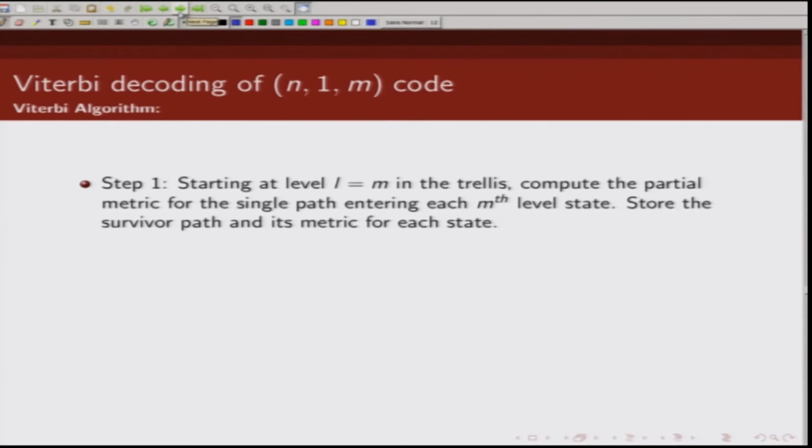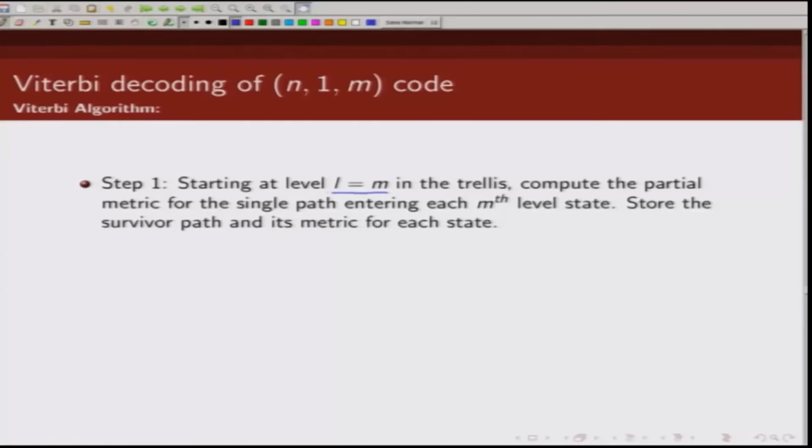So, to summarize how this Viterbi algorithm works. Let us say starting at time L up to m, note up to the memory order there is only one path from the initial all 0 state to any other state. So, starting at time up to L equal to m in the trellis, we compute the partial path metric for the single path from the all 0 state to any particular state, and we store the survivor path as well as the metric value for that particular state.